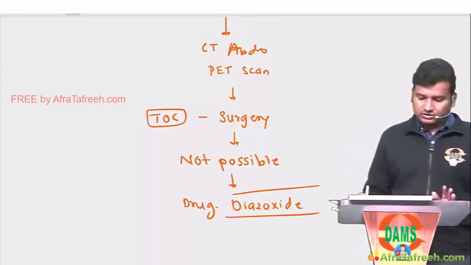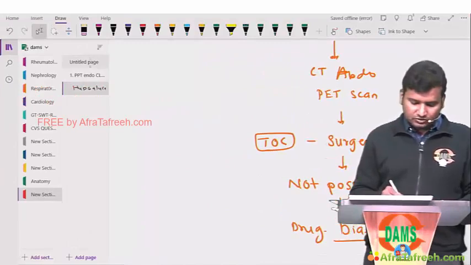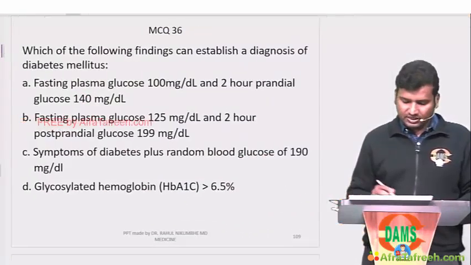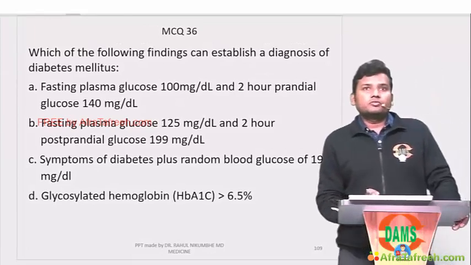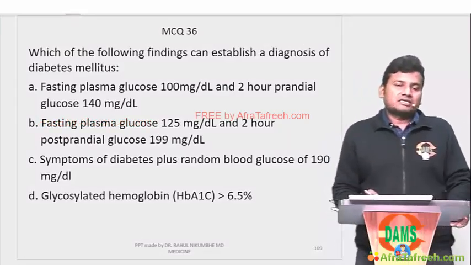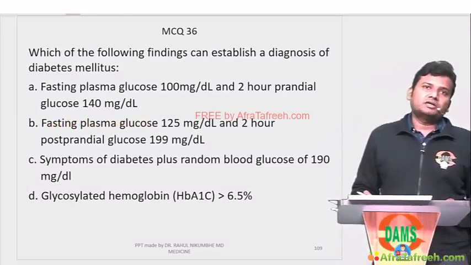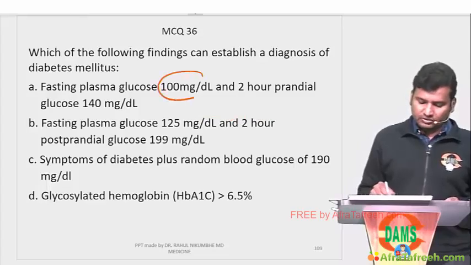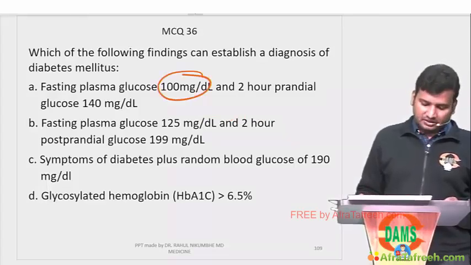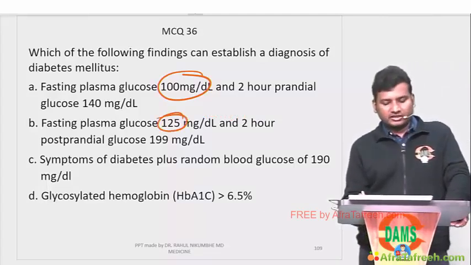Okay, so this is hypoglycemia. Now we will solve MCQs of diabetes and hypoglycemia. Very simple MCQs. Which of the following findings can establish a diagnosis of diabetes mellitus? Fasting blood glucose 100. No. Fasting blood glucose, it should be more than 126. Then fasting blood glucose 125. No, it should be 126.